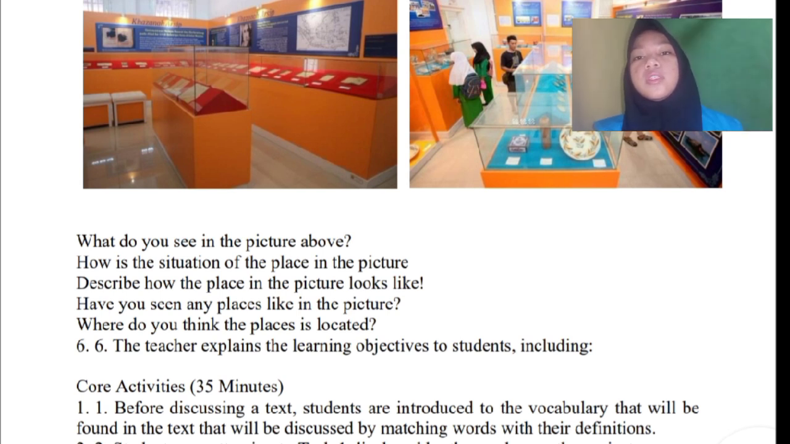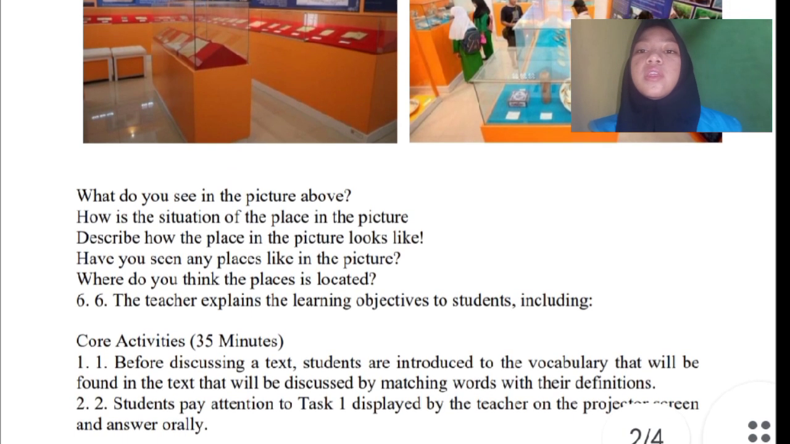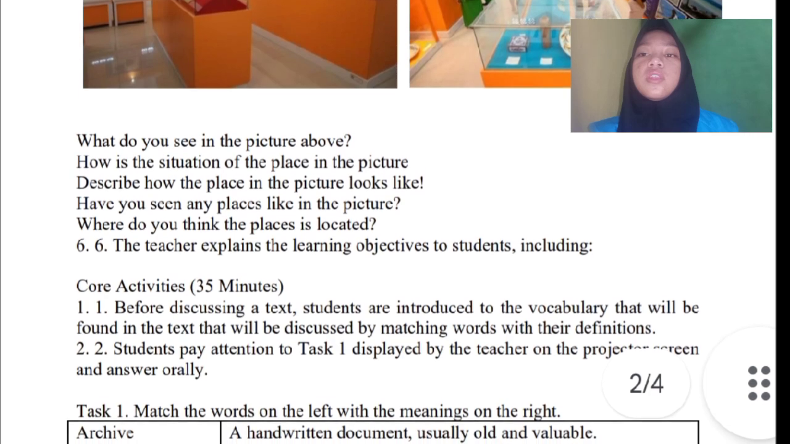The questions are: What do you see in the picture above? How is the situation of the place in the picture? Describe how the place in the picture looks like. Next, have you seen any places like that? Next, the teacher explains the learning objectives to students.